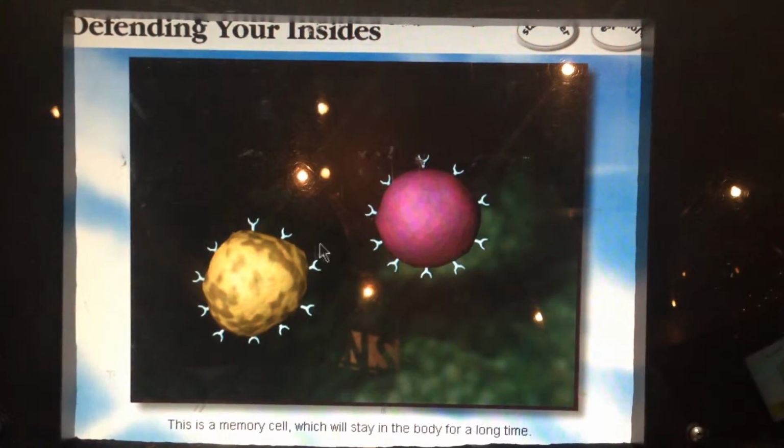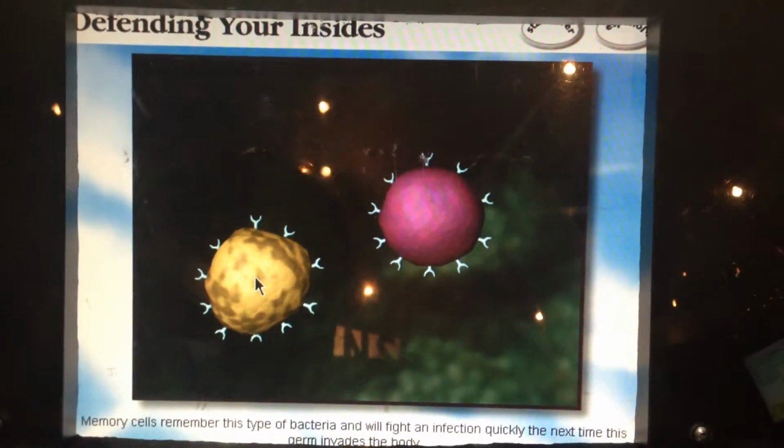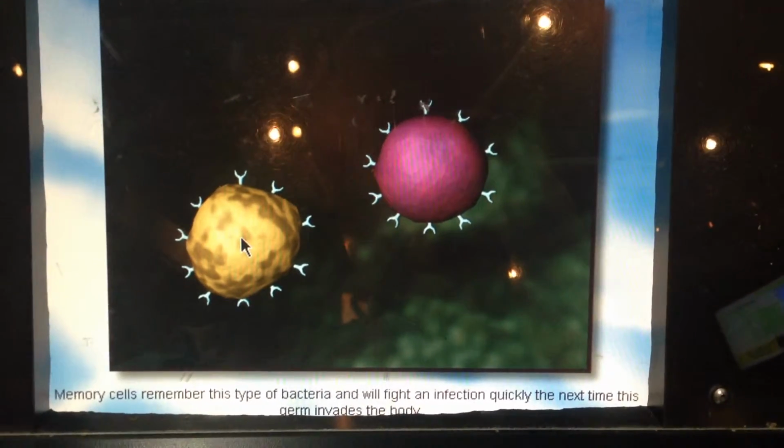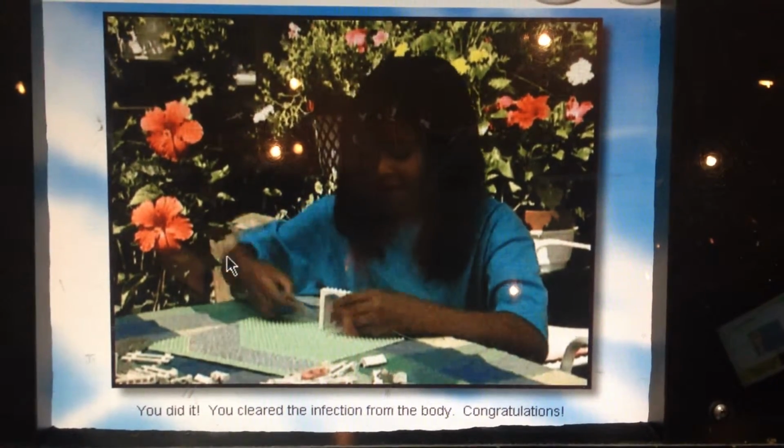This is a memory cell, which will stay in the body for a long time. Memory cells remember this type of bacteria and will fight an infection quickly the next time this germ invades the body. You did it! You cleared the infection from the body. Congratulations!